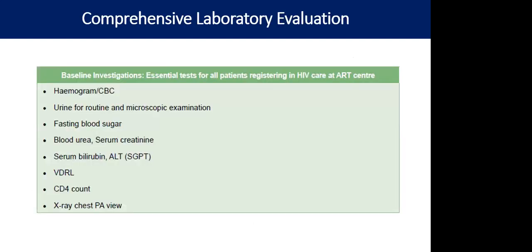Coming to the last issue, lab investigations. Essentially hemogram or CBC, and urine routine and microscopic examination are important. So also a fasting blood sugar, blood urea, serum creatinine, serum bilirubin and ALT. So also VDRL or RPR, CD4 count and chest X-ray PA view. These are essential for all patients registering at the ART center. All these investigations need to be done from the hospital where the ART center is located. Some centers might not have the facility for CD4 count, but all other investigations are there.